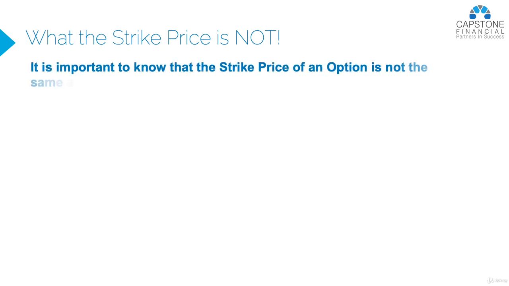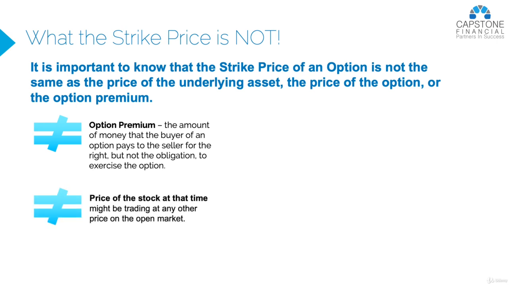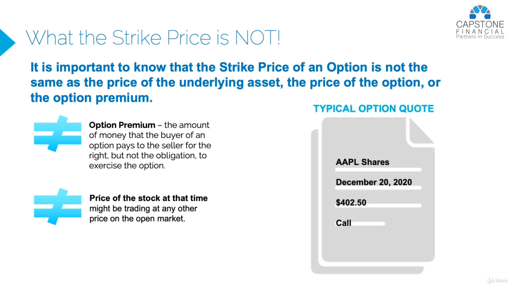The strike price of an option is not the option premium. It is not the price of the stock at that time. The option premium, to review what we were saying, is the amount of money that you are going to pay for the call option or the put option. If you are selling, the option premium is the amount of money you will be bringing in as the trade is placed. The price of the stock could be trading much higher, much lower, or at the money, meaning it could be trading right around or at the strike price.